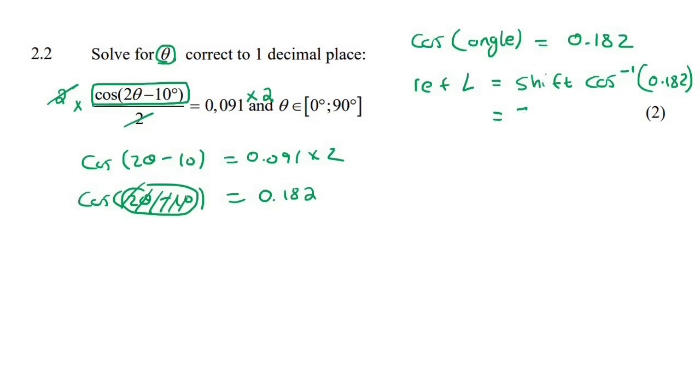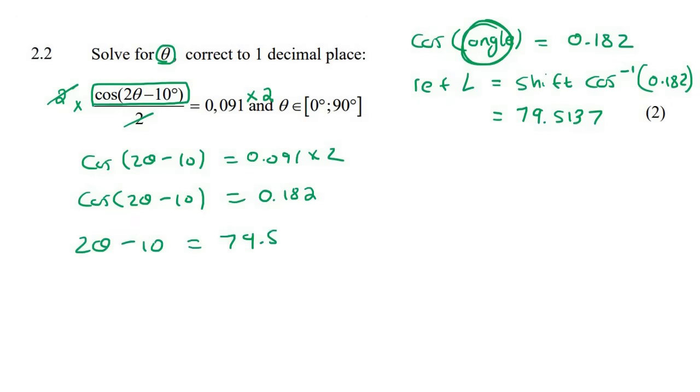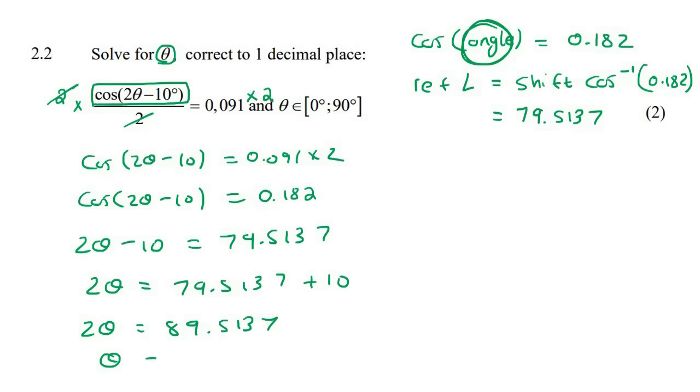Okay, I'm just going to write down the first 4 decimals because this is not the final answer. So that'll be 79.5137. So we can now say that this part, which is the angle, is actually 79.5137. And now you're just going to get theta by itself by taking the 10 to the other side. So that's going to be 89.5137. And then to get theta alone, divide both sides by 2. And here they said to 1 decimal place, so that'll be 44.8 degrees.